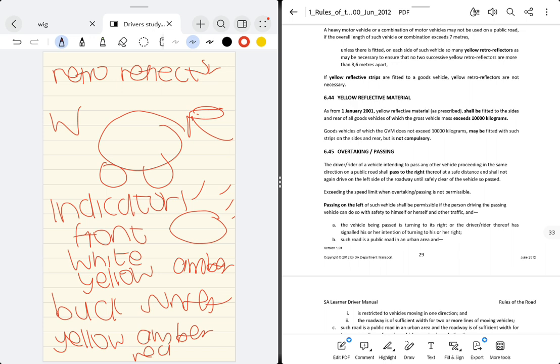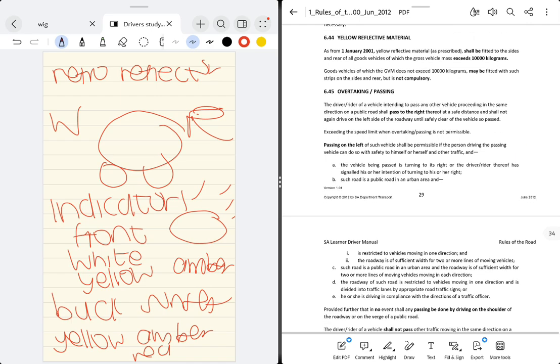The driver of a vehicle intending to pass any other vehicle proceeding in the same direction on a public road shall pass to the right thereof at a safe distance and shall not again drive on the left of the road until safely clear of the vehicle so passed. Exceeding the speed limit while overtaking is not permissible.